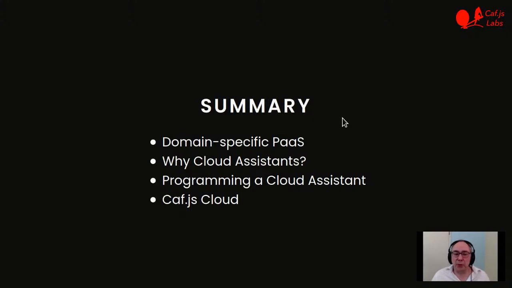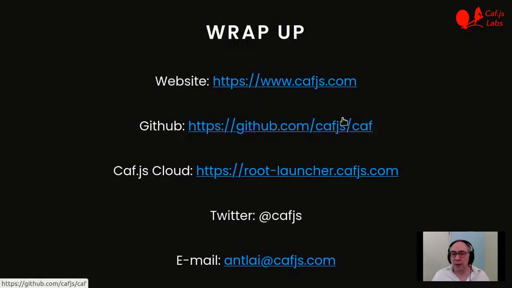So let me summarize what we have described today. First, we introduced the need for a domain-specific path in order to lower the cost of cloud assistants so that they can be pervasive. Then I tried to convince you that cloud assistants are not only cheap, but can also be very useful. Then I showed you an example of a cloud assistant, compared it with Express, and showed you what is actually different. And then I wrapped up with Caf.js Cloud and a little bit of our philosophy of what we want to do.